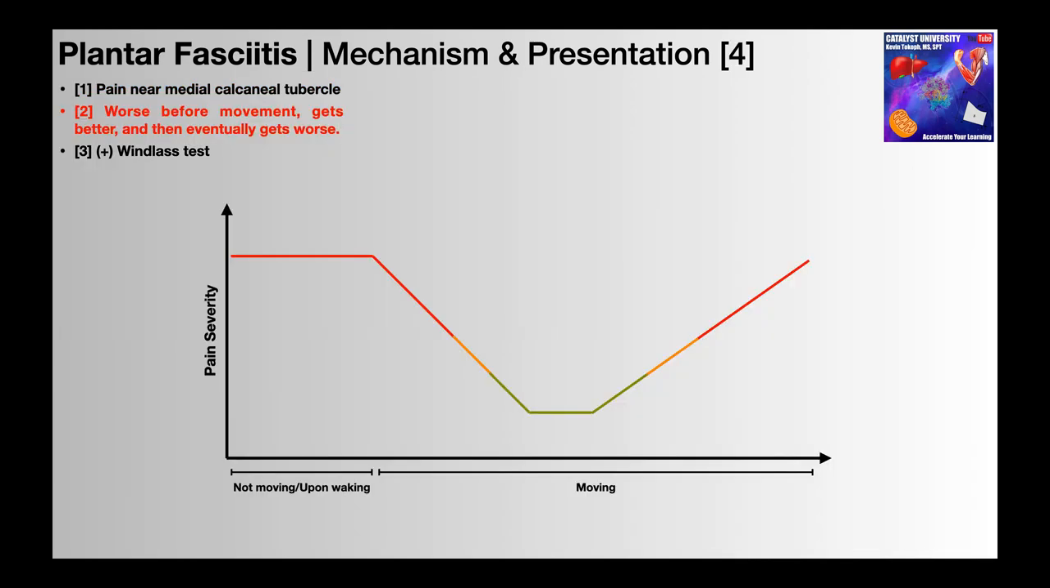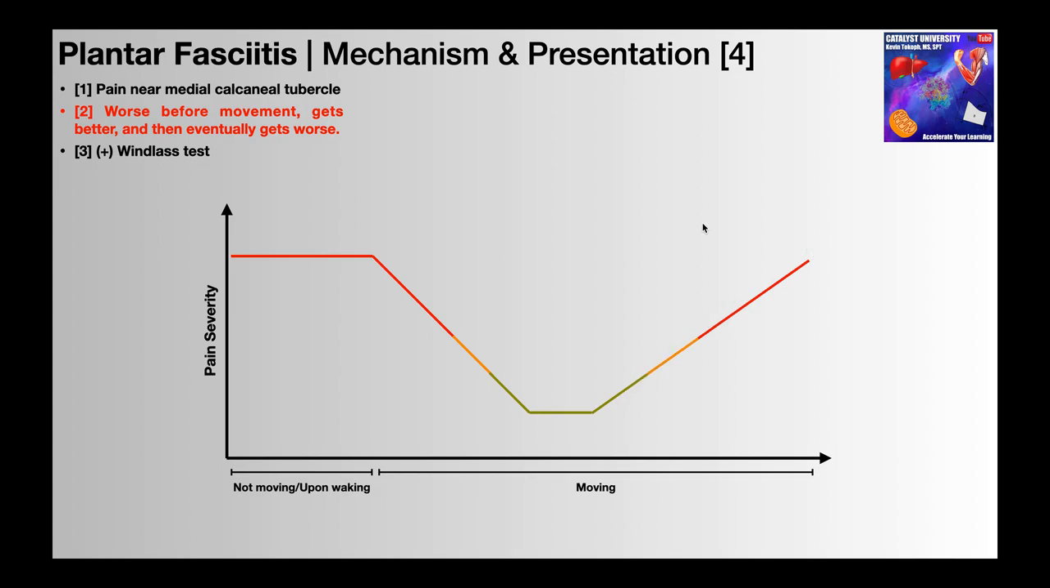Number two, their pain normally is worse before any movement. It gets better with movement and then plateaus and eventually gets worse. So upon waking up in the morning, or if they've been sitting for a while, the pain severity is going to be pretty high, usually around its highest. But then as they start moving, it tends to get a little bit better. But it plateaus, and with continued movement, it gets worse and worse.